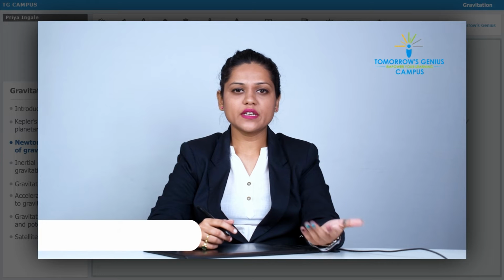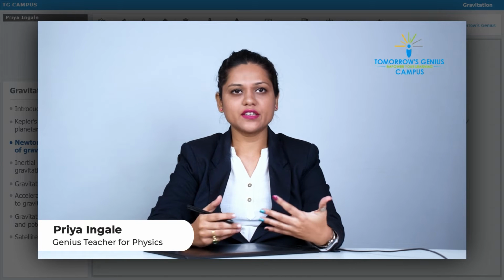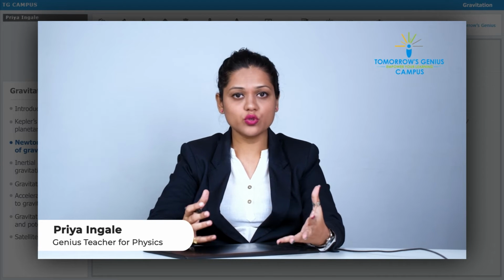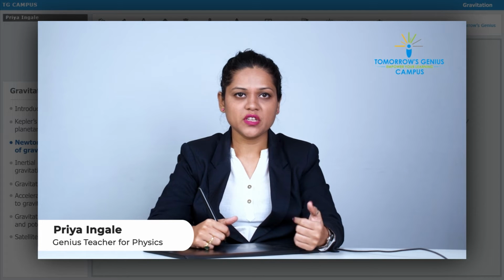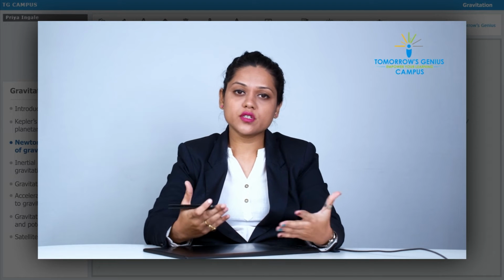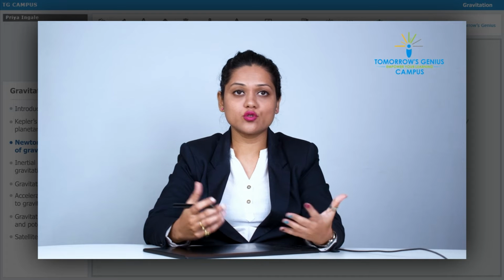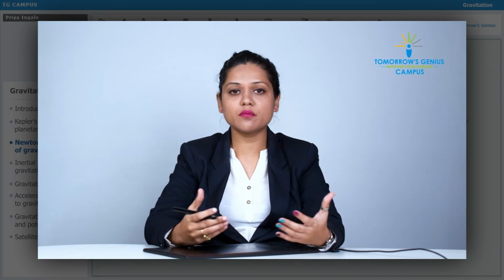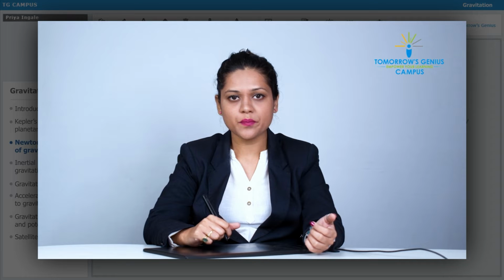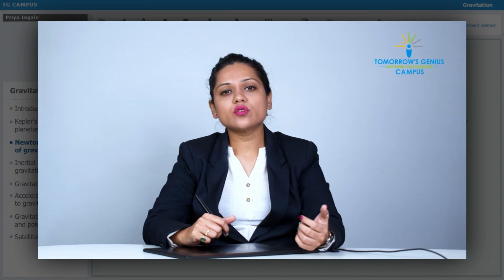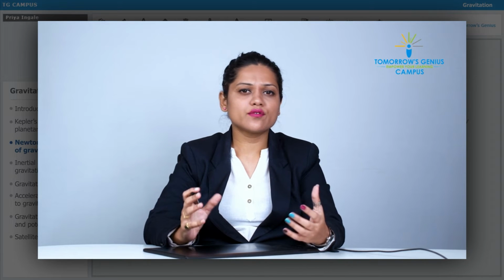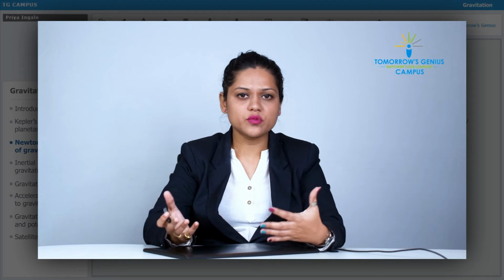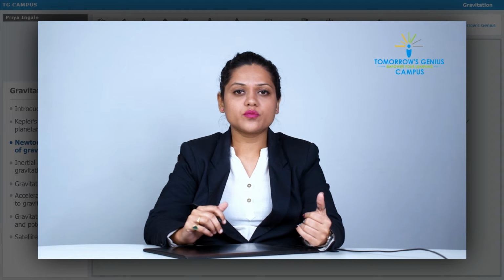So here we are done with Kepler's laws of motion, and now we'll start with the next topic, Newton's law of gravitation. This is also known as the universal law of gravitation, right? Because it is universally accepted and applicable to all the objects in the universe. Now we know that in the universe we have small and larger celestial objects, everything, right?